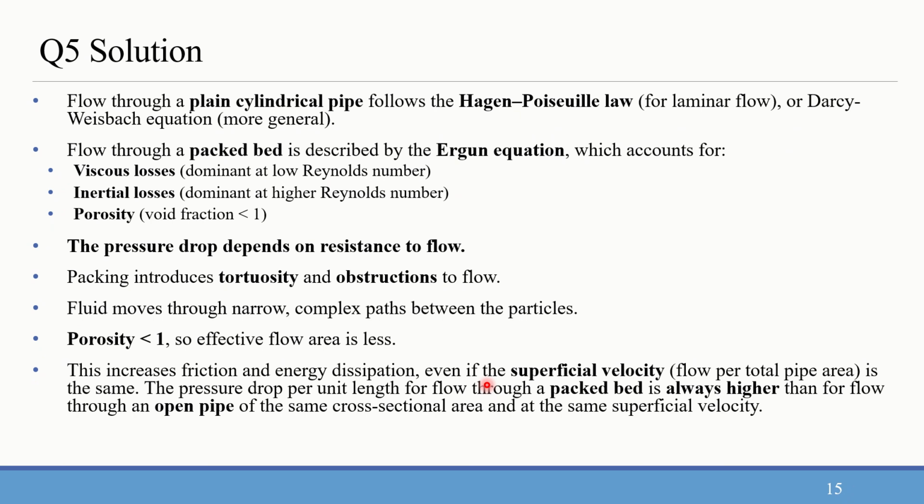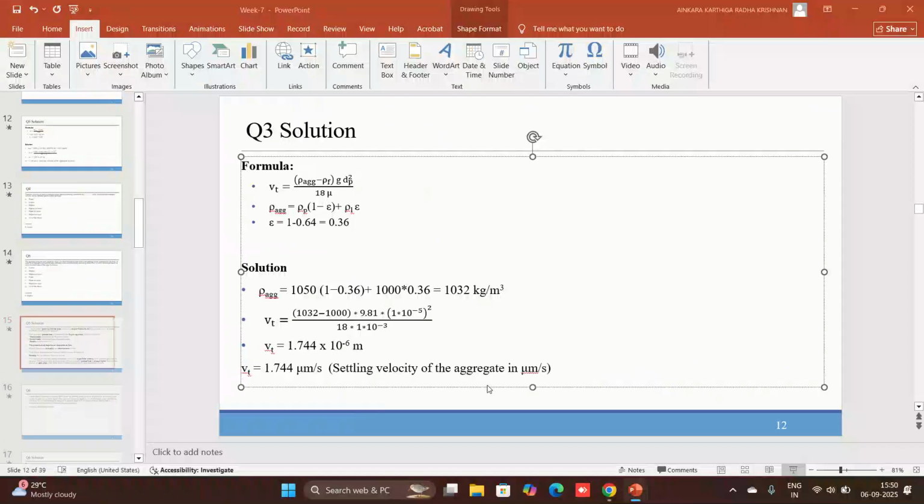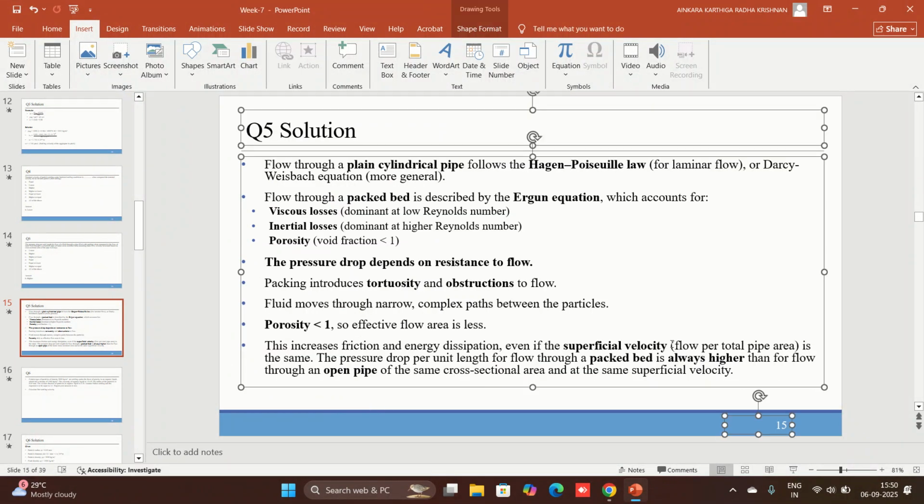So when we are talking about pressure drop, it depends on the resistance to flow, and the packing actually offers obstructions to the flow, and the fluid moves through narrow complex paths because the additional material causes the effective flow area to be less, and it increases the friction or energy dissipation even if the velocity is the same in both the cases. So because of these reasons, pressure drop per unit length for flow through a packed bed is always higher than for flow through an open pipe of the same cross-sectional area and at the same superficial gas velocity or superficial liquid velocity.